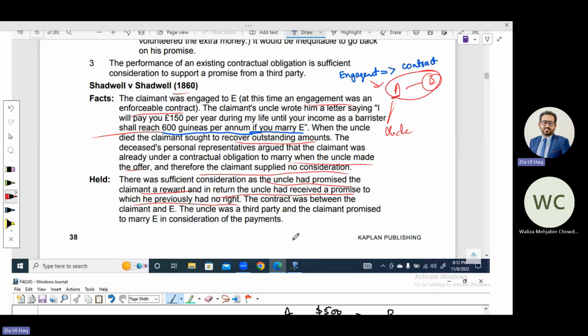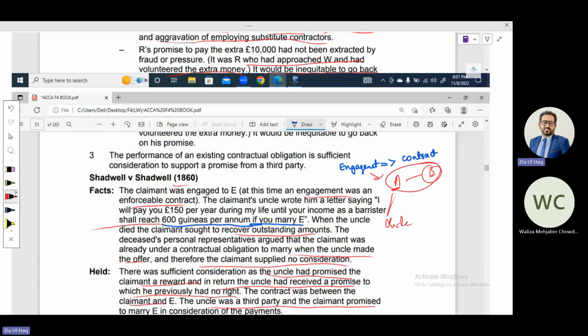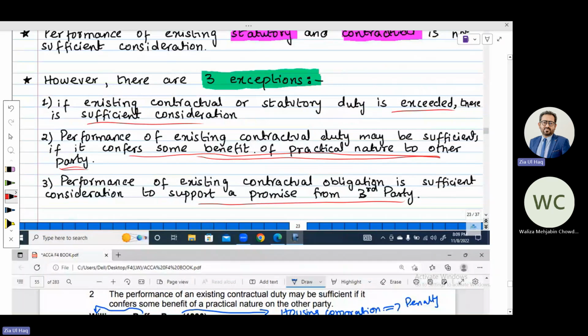The contract was between claimant and E. The uncle was a third party, and the claimant's promise to marry E is considered the consideration of the payment. So what was the rule? Performance of an existing contract: there was a contract between A and E that A needs to perform, and that is sufficient consideration to support a promise from a third party.